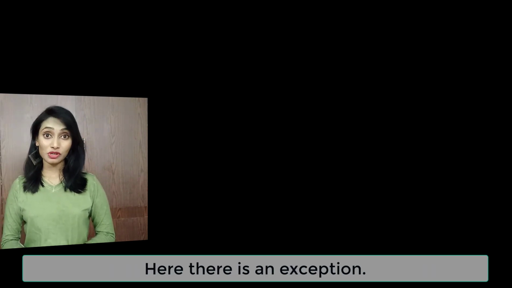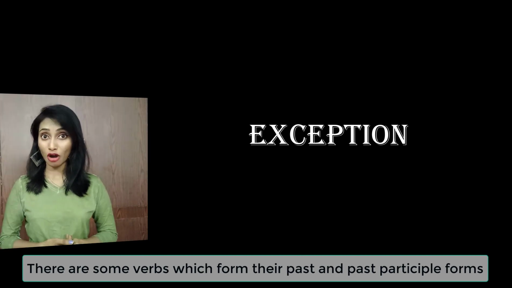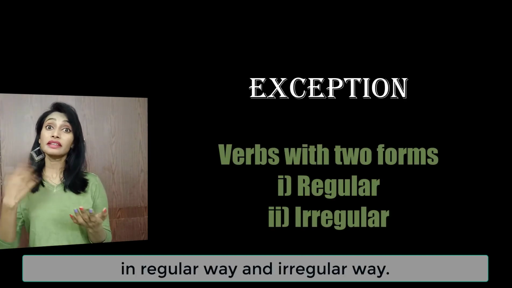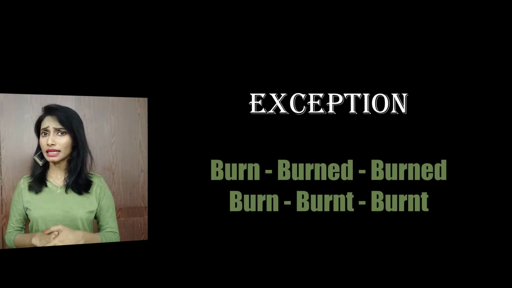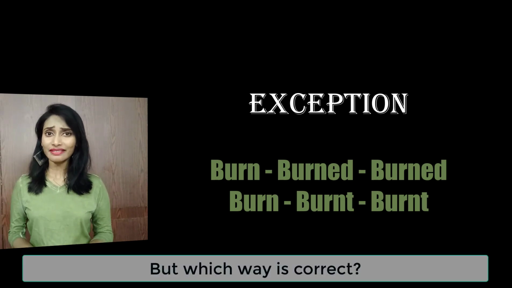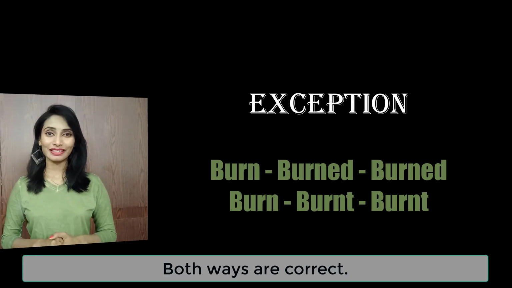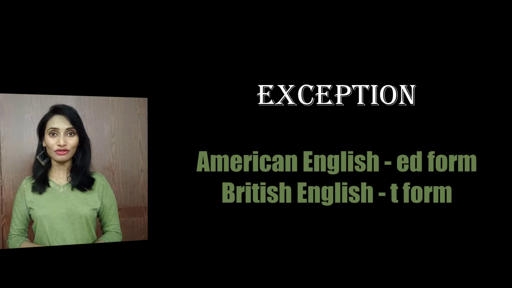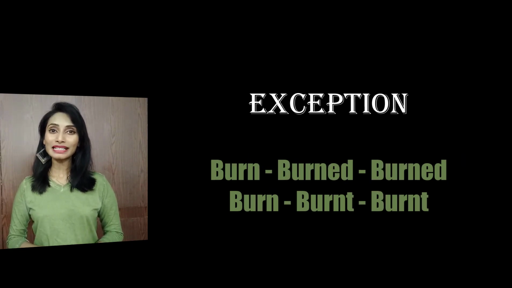Here there is an exception. There are some verbs which form their past and past participle forms in a regular way and an irregular way. For example, burn, burned, burned; burnt, burnt. But which way is correct? Which way should we follow? Both ways are correct. American English takes the ED form, whereas British English takes the T form. So burn, burnt, burnt as per British English, burned, burned as per American English.